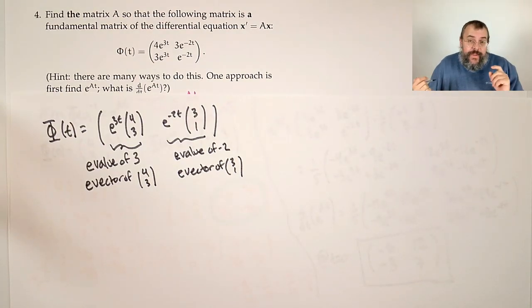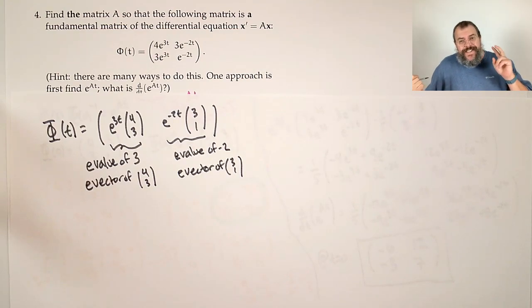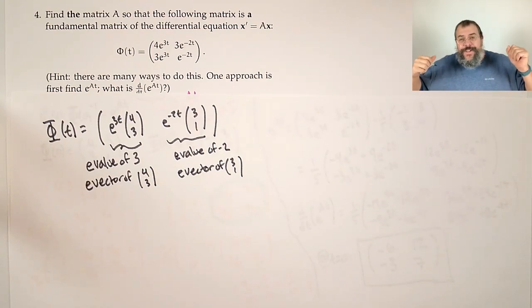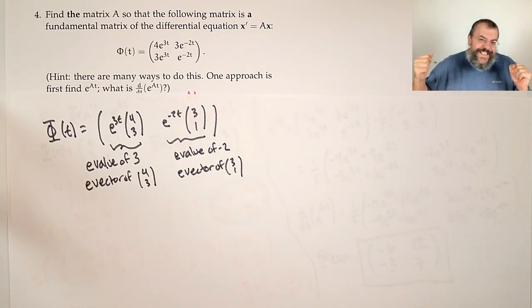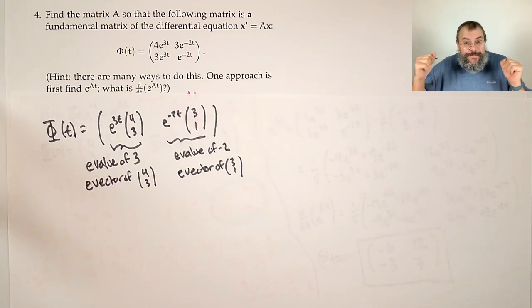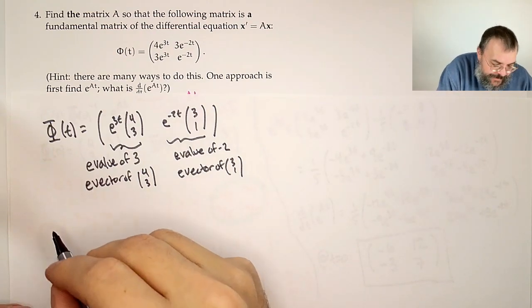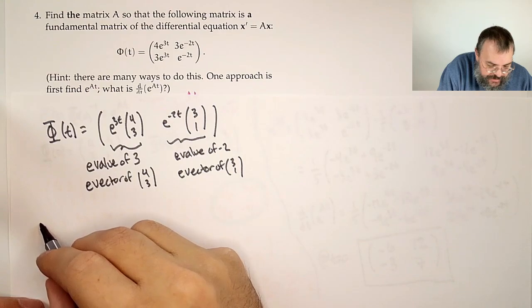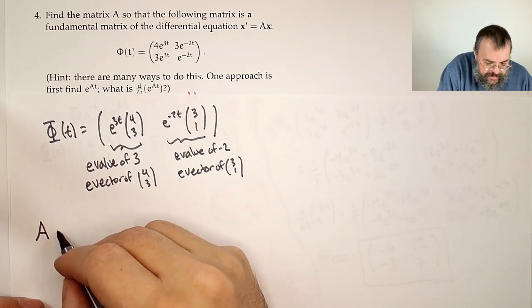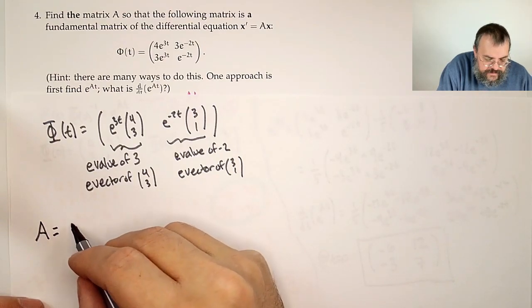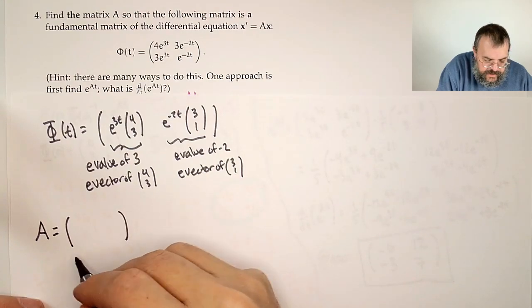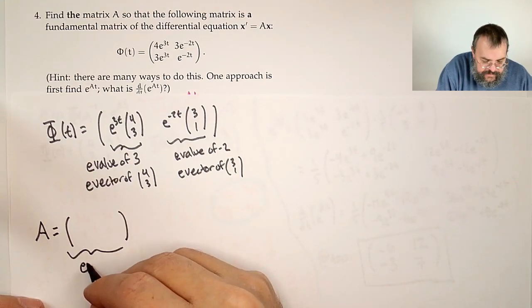Now, at this stage, there's sort of two ways to go. One way is to say, oh, there was this really cool fact that you might remember. And it says the following. It says if you have a matrix A, you can write it in the following way, where here you have your eigenvectors.